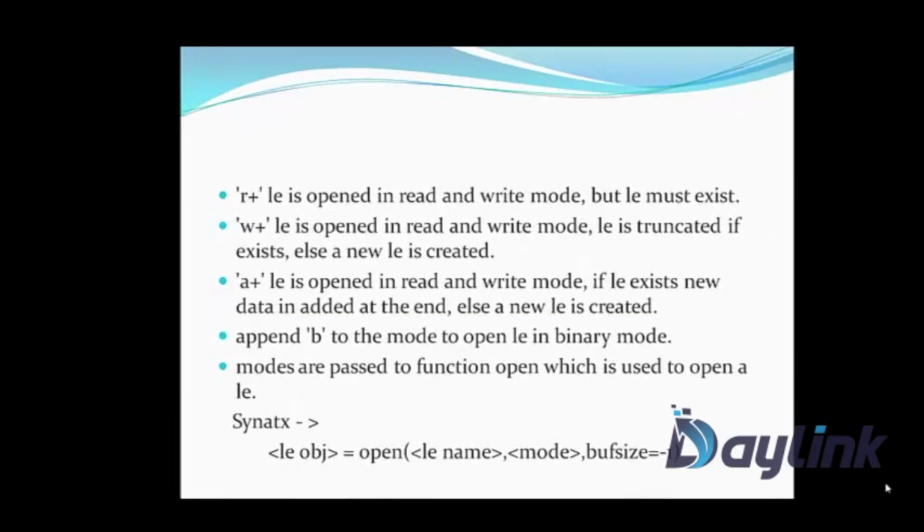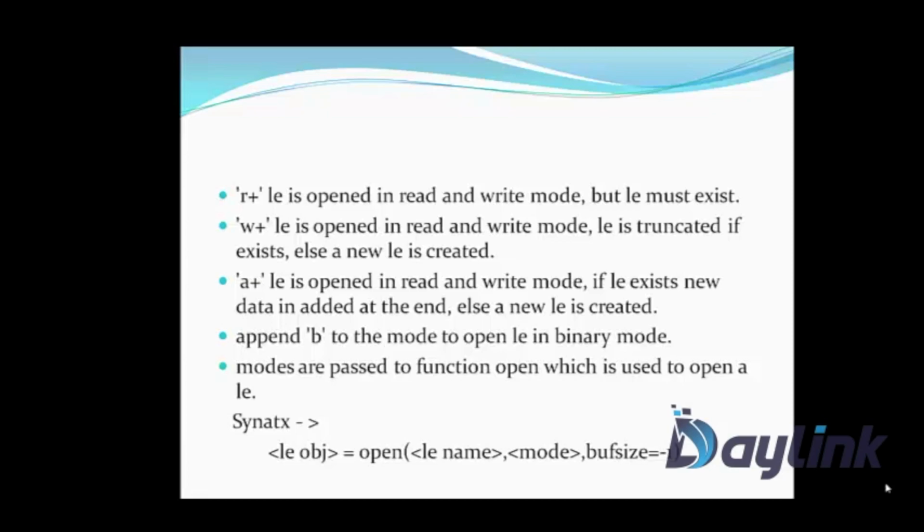r+ file is opened in read and write mode, but the file must exist. w+ file is opened in read and write mode. The file is truncated if it exists, else a new file is created. a+ file is opened in read and write mode. If the file exists, new data is added at the end, else a new file is created. Append b to the mode to open a file in binary mode.